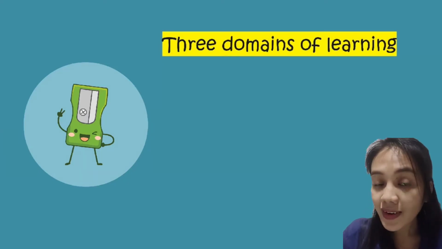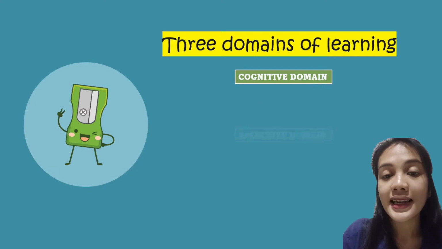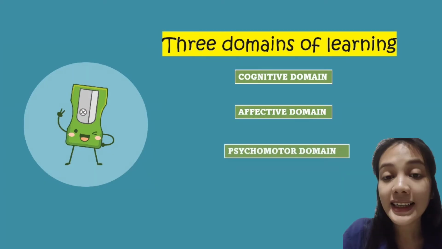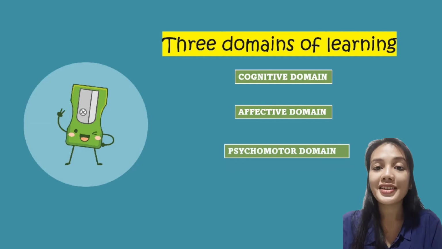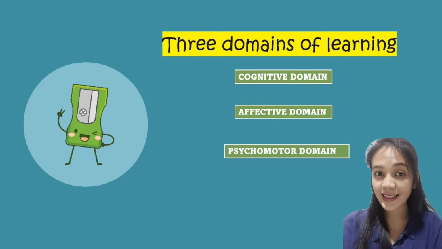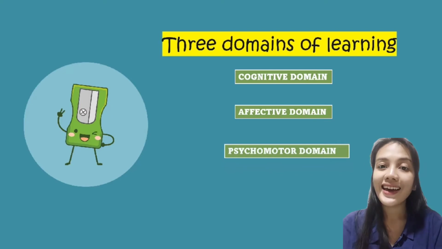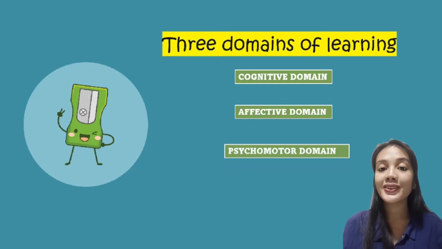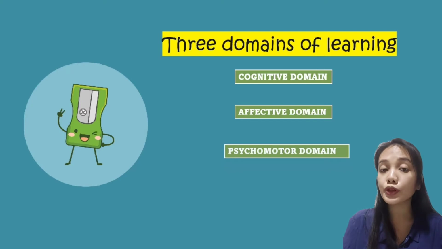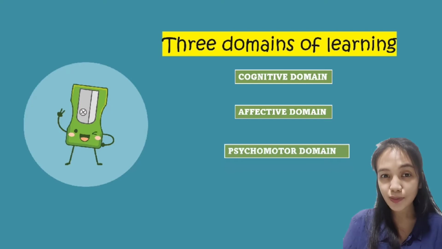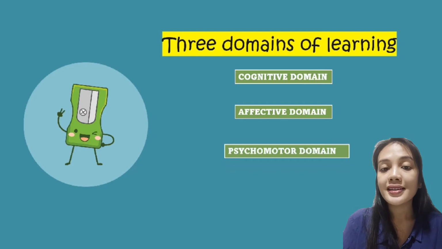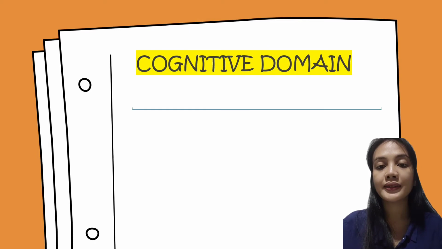Now, we will talk about the 3 domains of learning. First is the cognitive domain. Second is the affective domain. And third is the psychomotor. Learning is everywhere. We can learn mental skills, develop our attitudes, and acquire new physical skills as we perform the activities of our daily living. These domains of learning can be categorized as cognitive domain, which is knowledge, affective domain, which is attitudes, and psychomotor, which is skills.